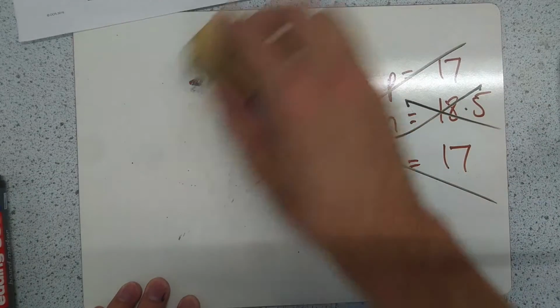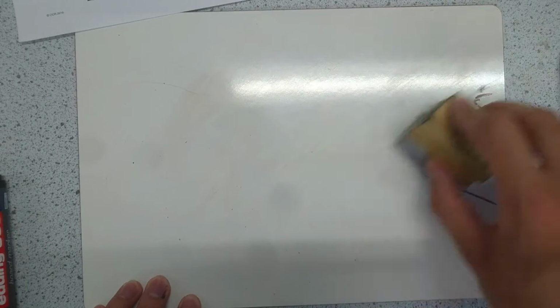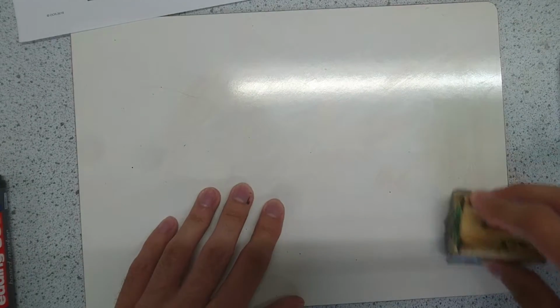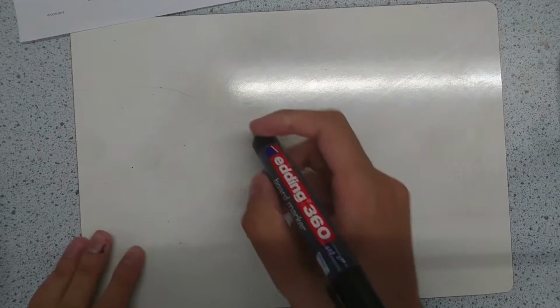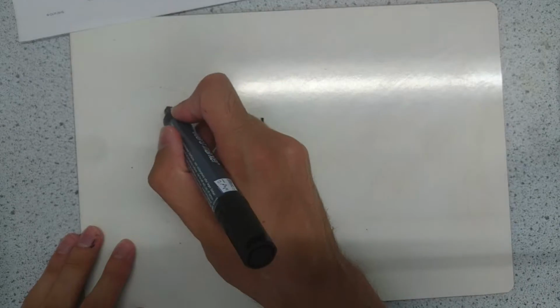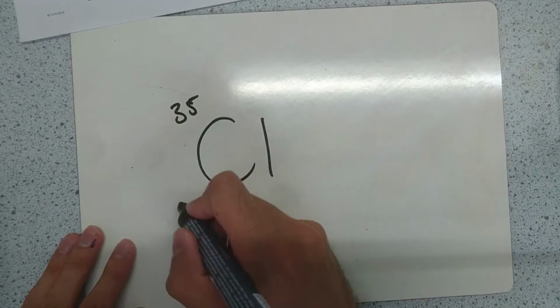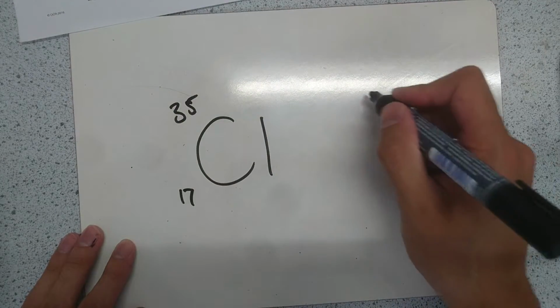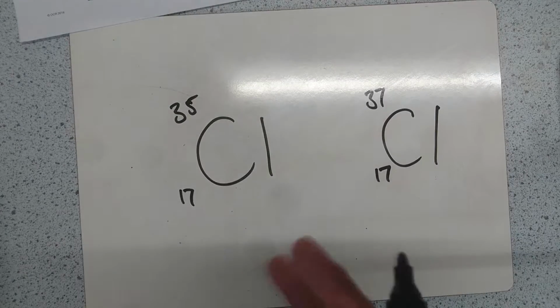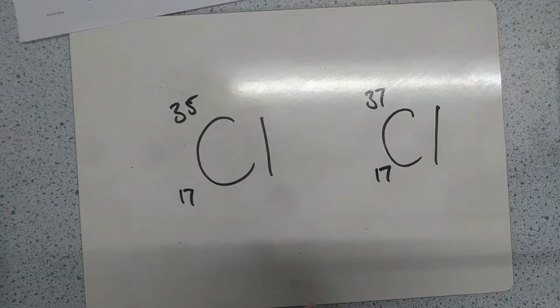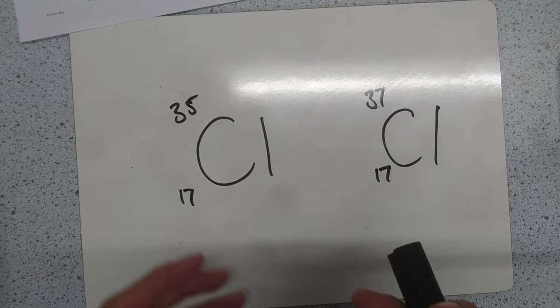So why do we have 0.5? And that's because of the isotopes of chlorine. There's not just one version of chlorine. There's actually two stable versions. We have chlorine 35 and chlorine 37. And we take a weighted average of these to get 35.5. And at the latter part of the video, I'll go through that calculation.